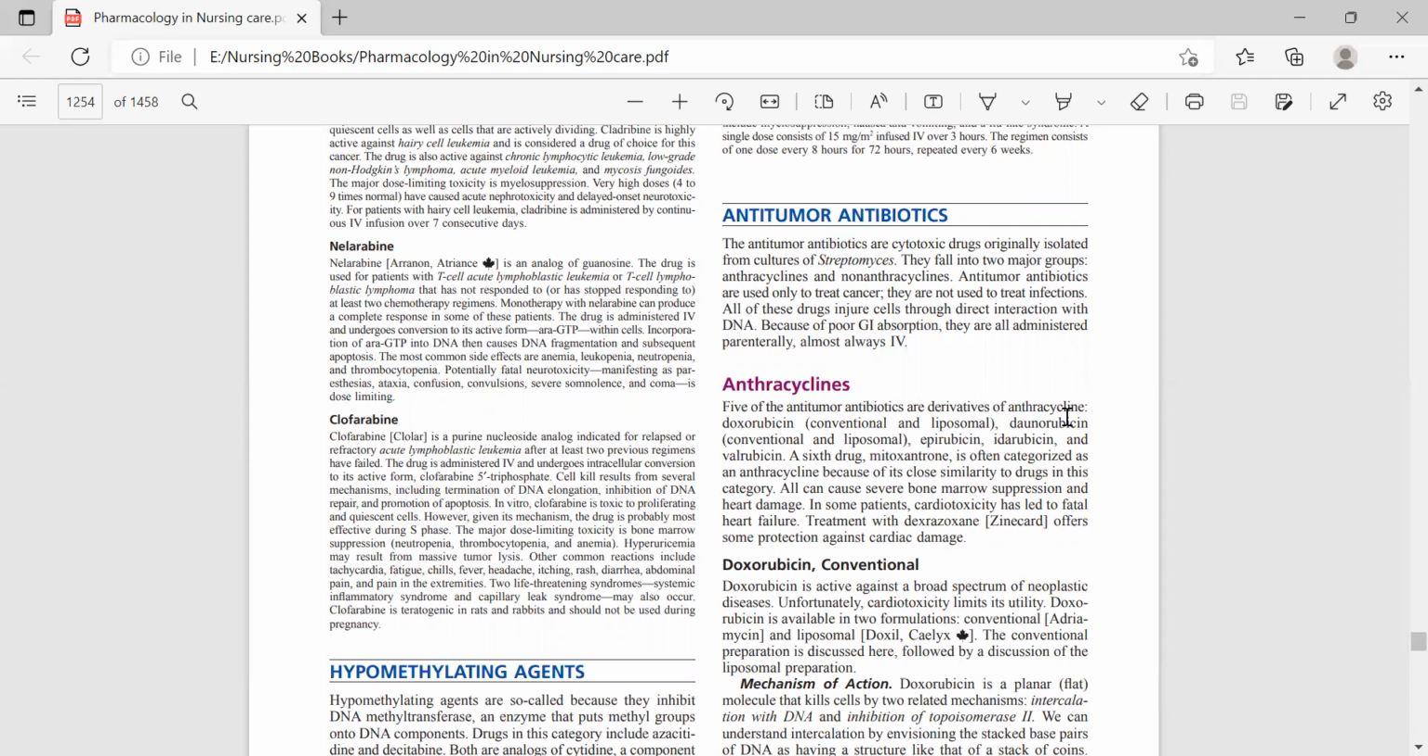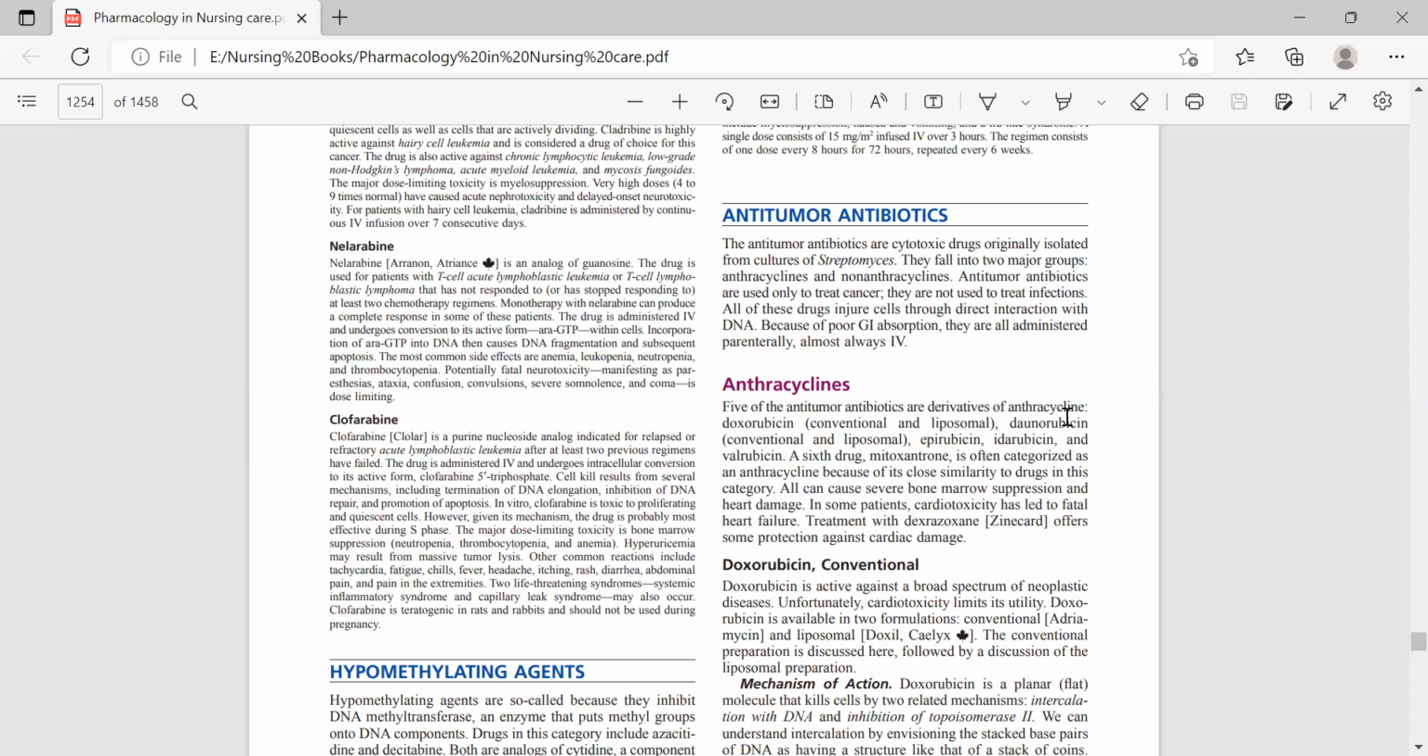Cell death occurs by several mechanisms, including termination of DNA elongation, inhibition of DNA repair, or promotion of apoptosis, that is programmed cell death. The dose limiting toxicity includes bone marrow suppression and hyperuricemia, which may result in massive tumor lysis. Other reactions include tachycardia, fatigue, chills, fever, headache, itching, rash, diarrhea, abdominal pain, and pain in the extremities. Life threatening syndromes, that is systemic inflammatory syndrome and capillary leak syndrome, may also occur with clofarabine. It is teratogenic in rats and rabbits, so it should be avoided during pregnancy.